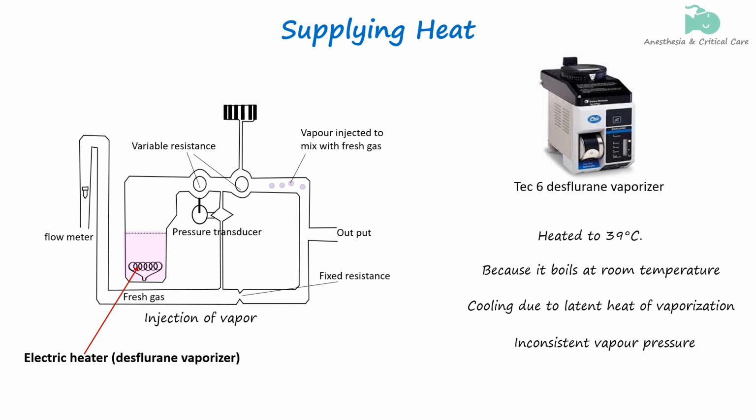Heating Desflurane to 39 degrees Celsius in the Tech 6 vaporizer ensures that it is in a stable vapor form, making management of vapor pressure precise. The vaporizer has an internal thermostat to monitor and regulate the temperature. If the temperature drops below 39 degrees Celsius, the heater is activated to warm the Desflurane, ensuring that it remains in a liquid state and produces a consistent vapor pressure.